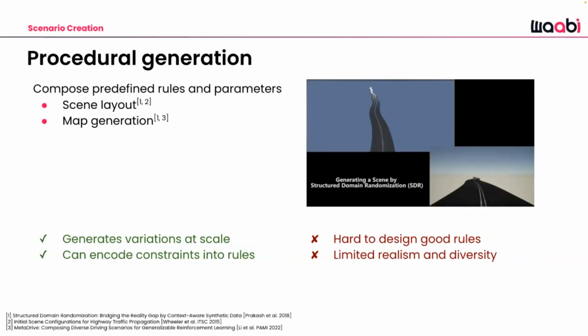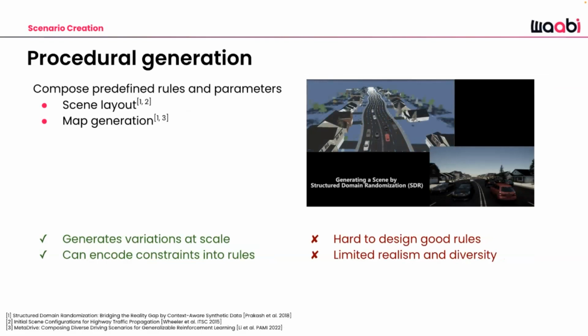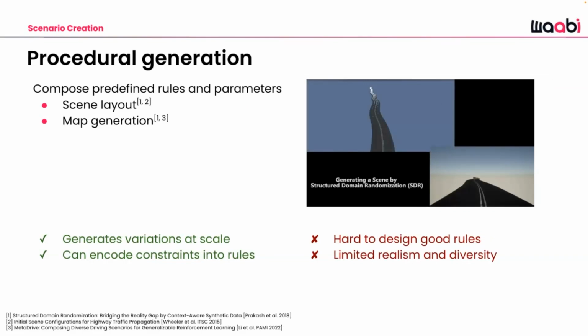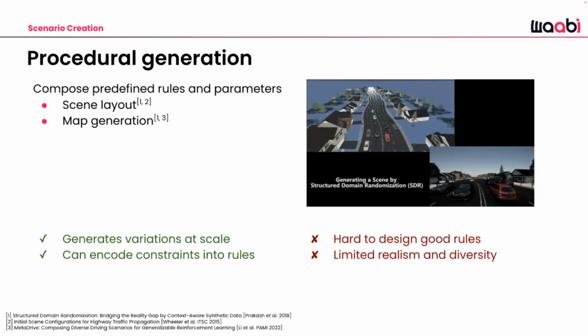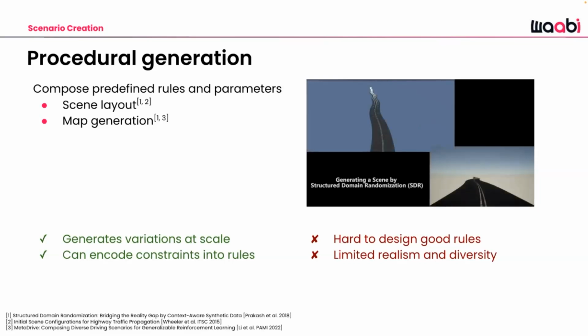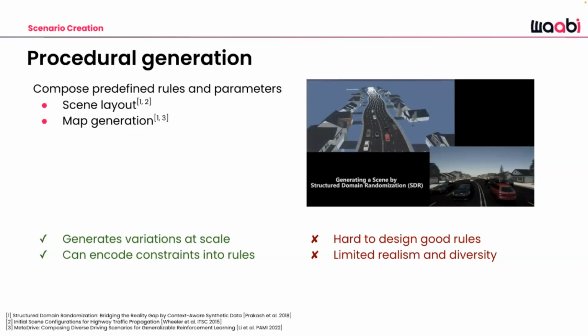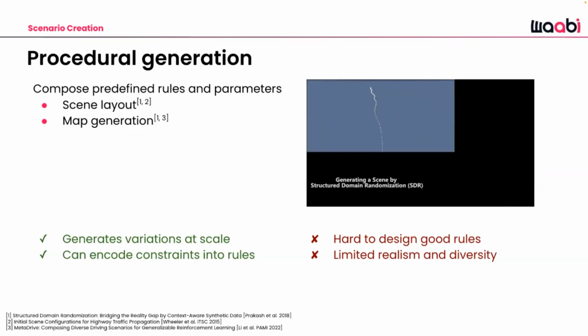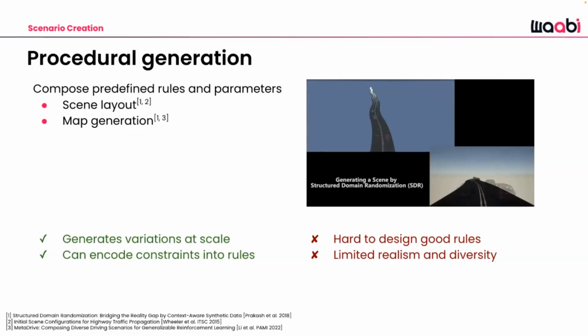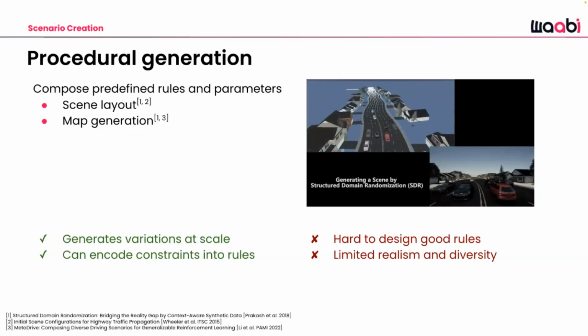So an alternative is procedural generation. Here we can compose predefined rules, heuristics, and parameters into almost like recipes for how to generate scenarios at scale. And this has been successfully applied to generating realistic scene layouts, or even realistic maps from scratch. For example, in an open source simulator called MetaDrive, they use procedural generation to create really realistic maps for training and testing a self-driving vehicle in. Now, this approach allows us to generate a lot of variations at scale, but at the same time, we can also encode constraints on the kind of scenarios that we want to generate and what constitutes useful or realistic scenarios within those heuristics and parameters themselves, right?